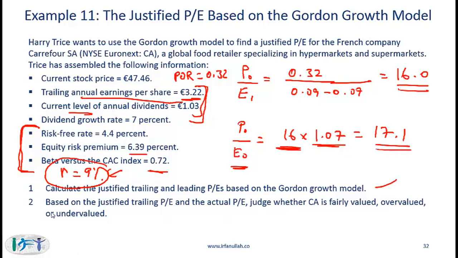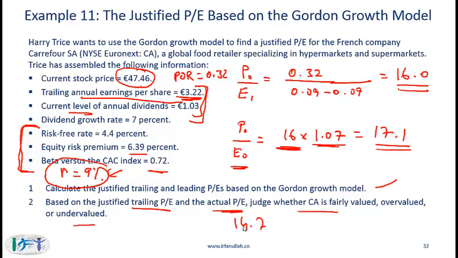What about 2? Based on the justified trailing PE and actual PE, judge whether the stock is fairly valued, overvalued, or undervalued. So what do you do here? You have to look at the actual PE, which is 47.46 divided by 3.22. Should you compare this with the leading or the trailing PE? This should be compared with the trailing PE because you are taking the stock price and dividing by E0, or the trailing earnings.